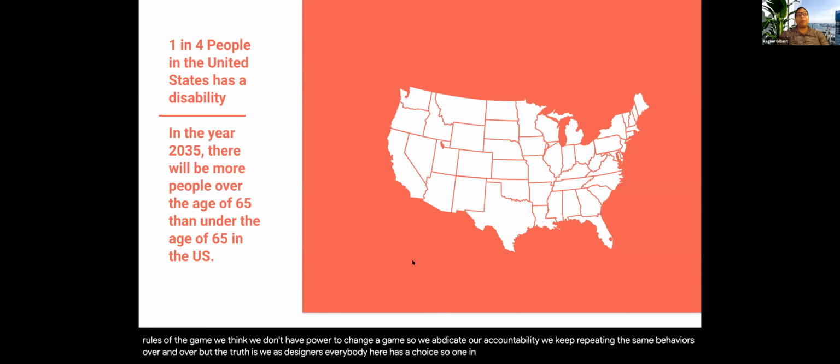So 1 in 4 people in the United States has a disability. 1 in 4. I suspect with the pandemic and people's mental states and all kinds of things, the number will probably increase, because people may not consider things like anxiety and depression, but that can make someone disabled as well. And in the year 2035, there will be more people over the age of 65 than under the age of 65. Meaning we're going to have a lot of people who are older who are going to have different needs.